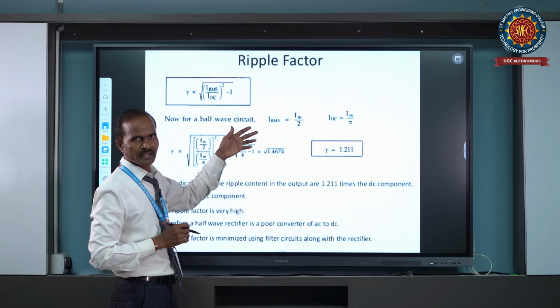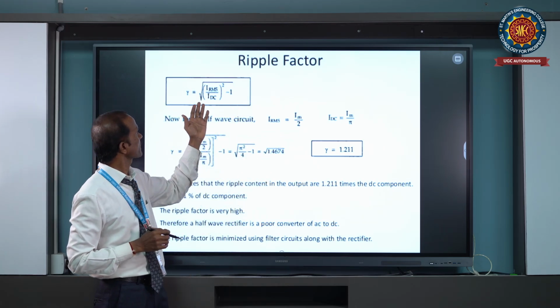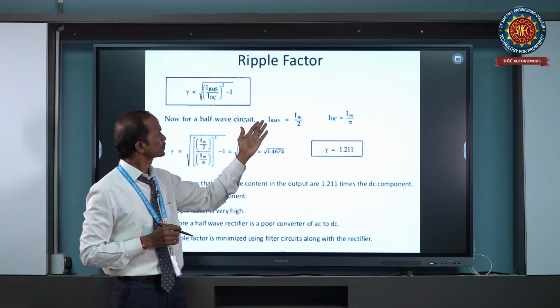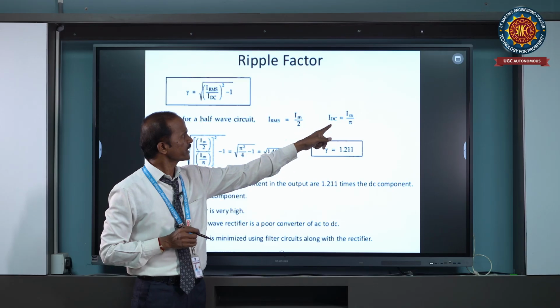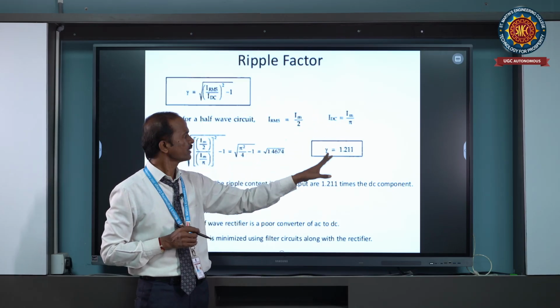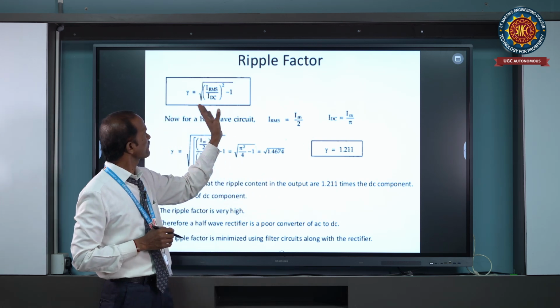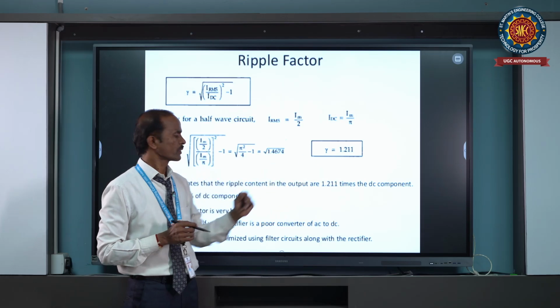In this case also we have the ripple factor. We know the ripple factor formula, IRMS by IDC. So we substitute the Im value. IRMS is equal to Im by 2, and IDC is equal to Im by pi. These are the formulas. Just substituting in the ripple factor formula, we get the ripple factor value as 1.21.